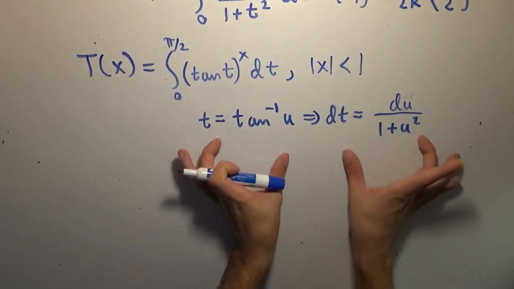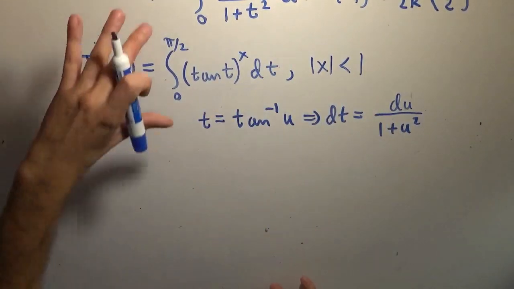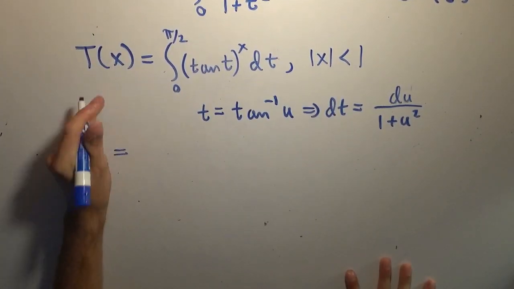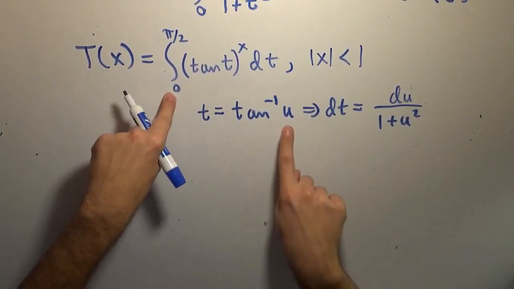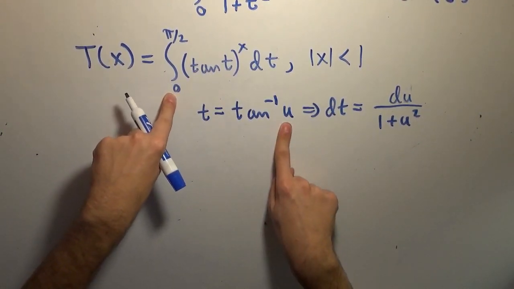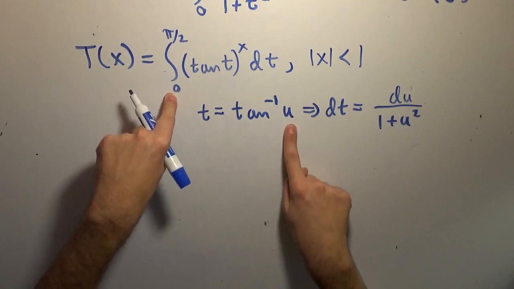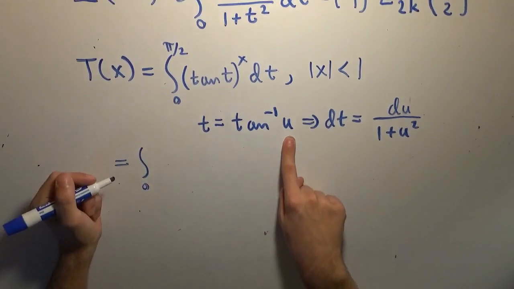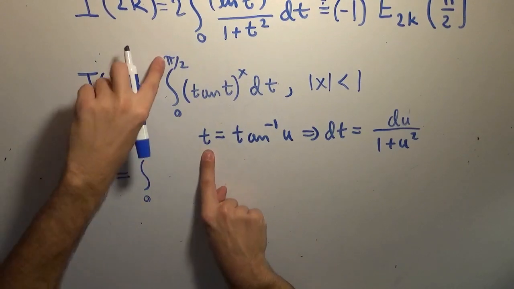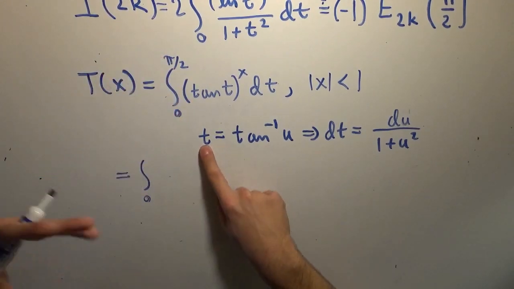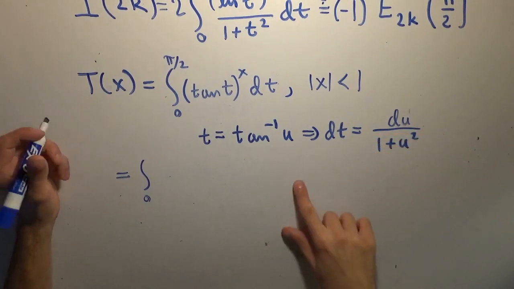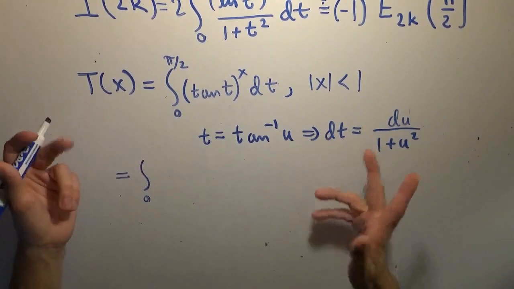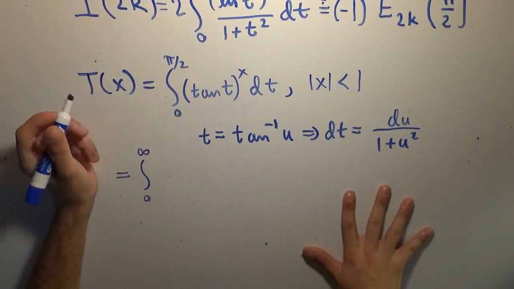And now we simply take these things and plug them into our integral, and we have to change the bounds as well. So capital T of x is now equal to the integral. So t is 0, so what do I have to plug in for u to make the arctangent 0? Well, I have to plug in 0, right? And what do I have to plug in for u to make the arctangent pi over 2? Well, the arctangent never really gets to pi over 2, but if you take the limit as u goes to positive infinity, you get that it does approach pi over 2. So it's actually the integral from 0 to infinity.